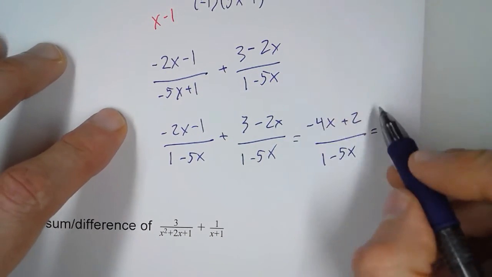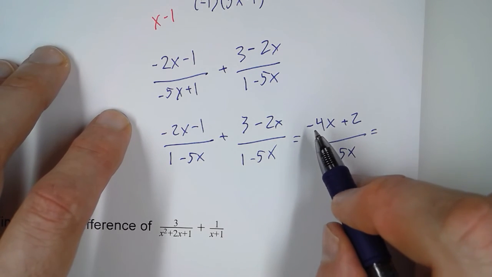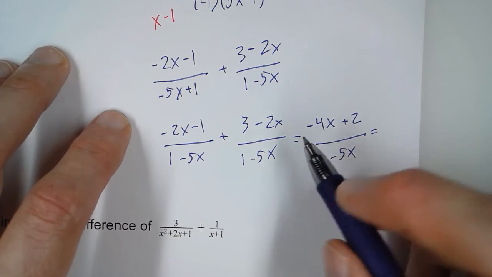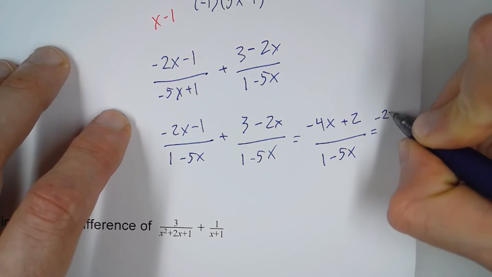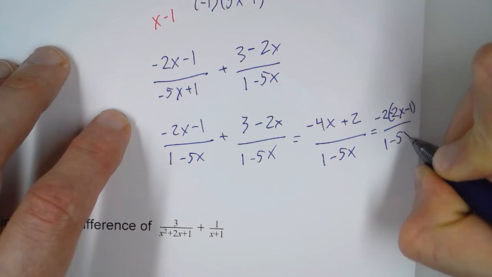Now, we have a 2 that we can factor out, but x, the leading coefficient, is negative. So one good thing to do is to take out a negative. So negative 2, and then we have 2x minus 1 over 1 minus 5x.